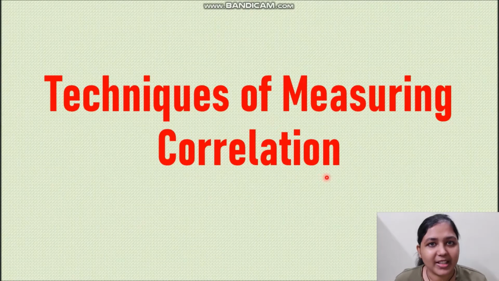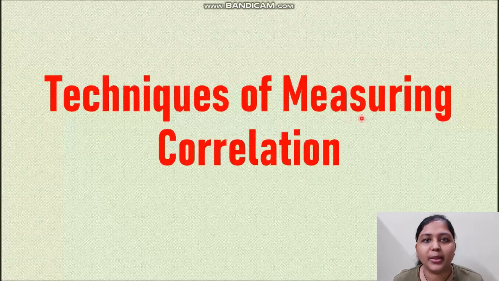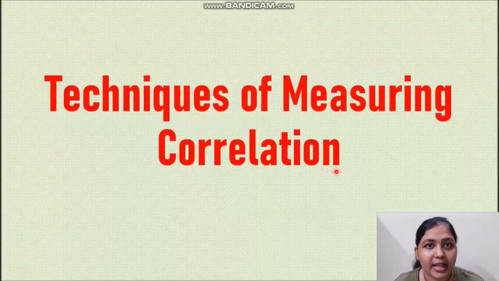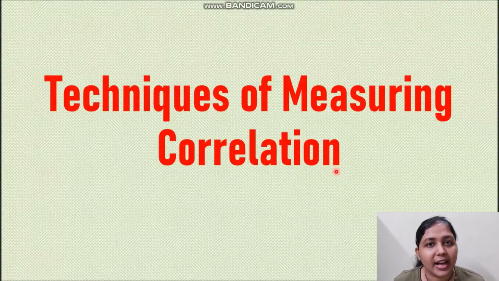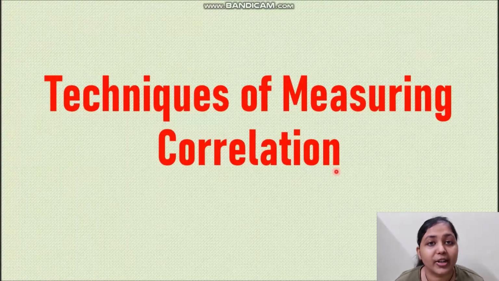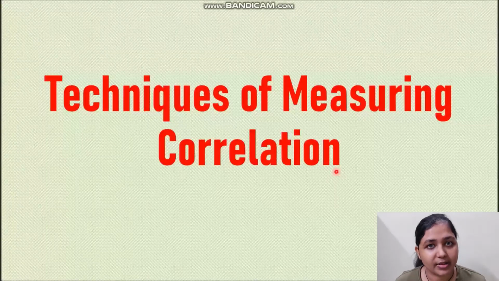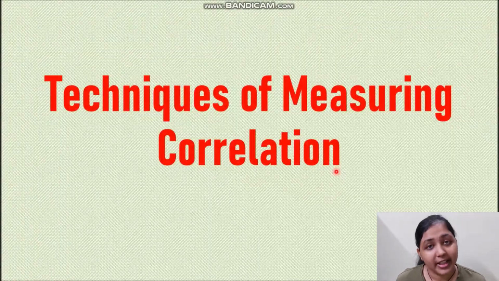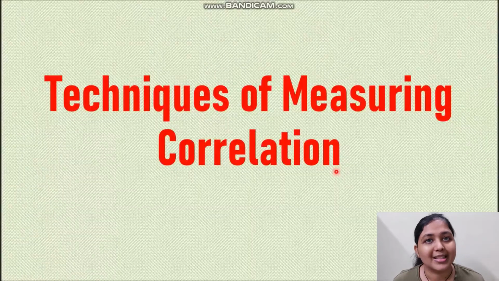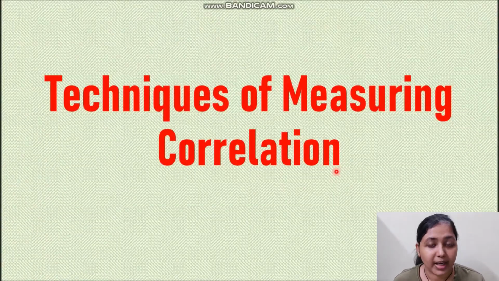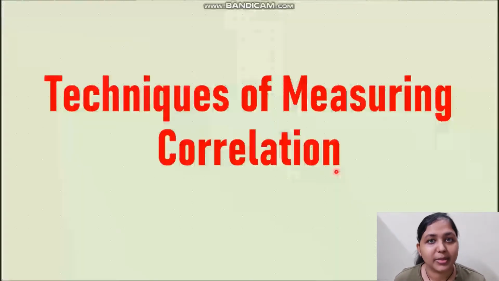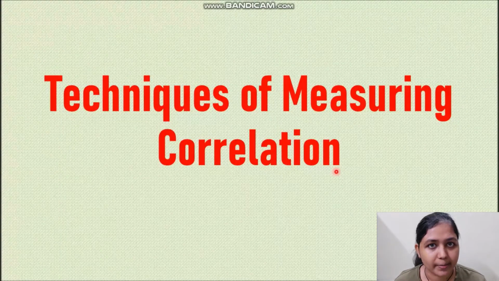There are different ways to measure correlation between two variables. We can have a scatter diagram, we can go for Karl Pearson's coefficient of correlation, we can have Spearman's rank correlation. In today's video, we are going to learn about the scatter diagram way to find out the correlation between any two variables.